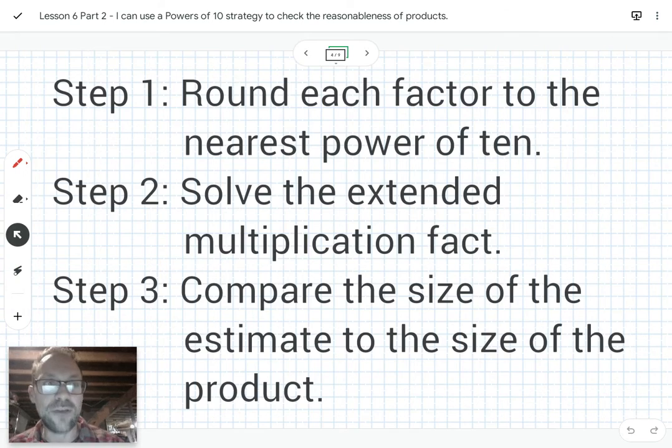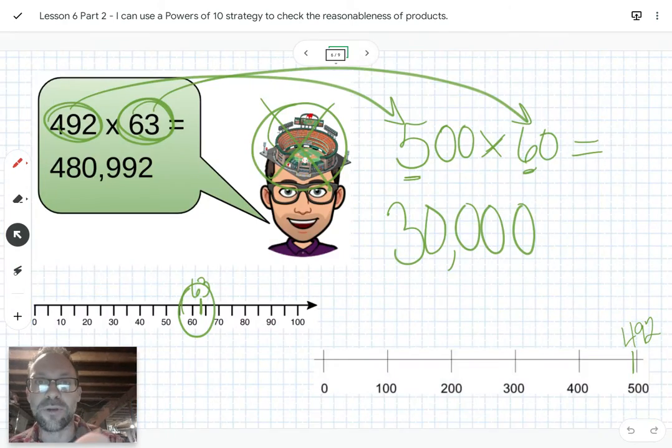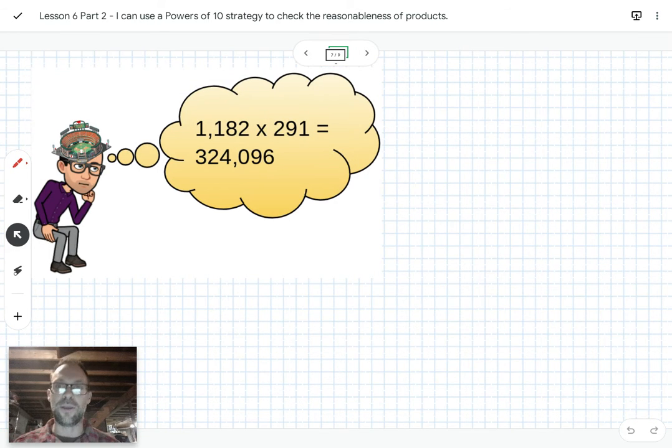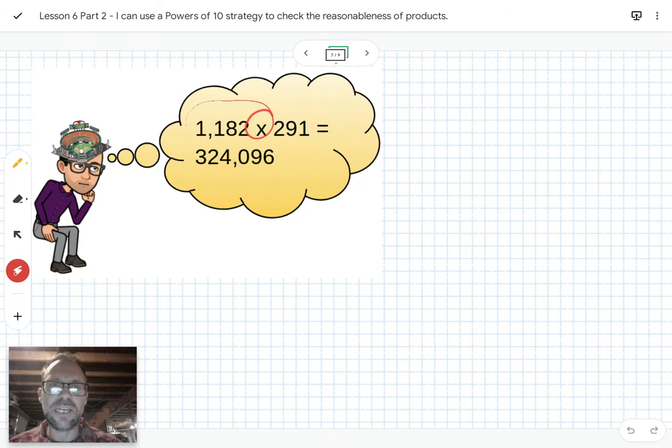So let's go on now to our final problem. And you're going to help me with this one, okay? All right. So here we go. In this problem, Mr. Geronis is thinking, let's see here. He's thinking 1,182 times 291 equals 324,096. Is that answer in the right ballpark? Is it close? Is it reasonable?